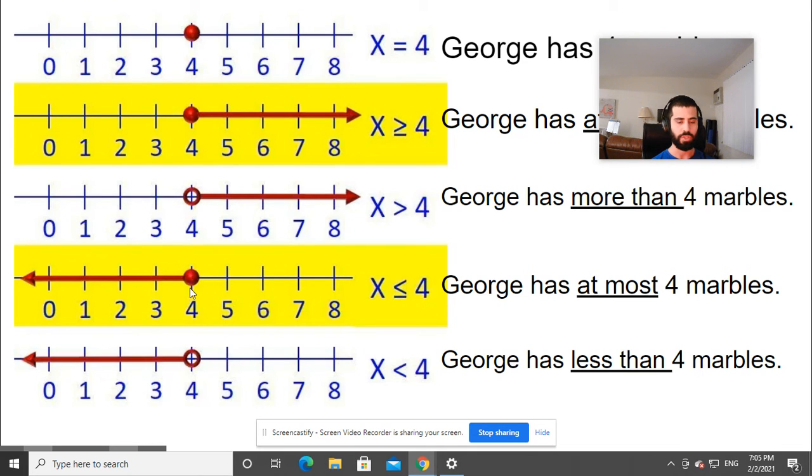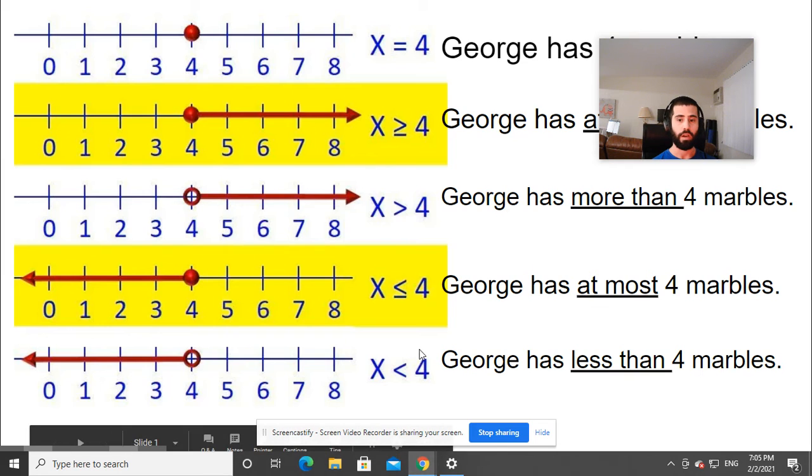We have a closed circle and a line going to the left, because the most George can have is 4. But he also might have 3, he might have 2, he might have 1, he might have 0. Maybe he has a negative amount of marbles. I'm not sure what that would look like. But you can use your imagination.